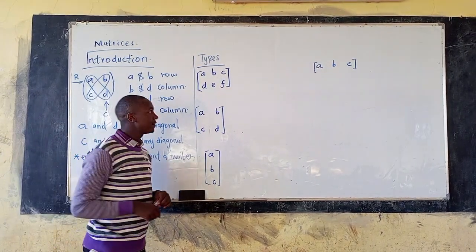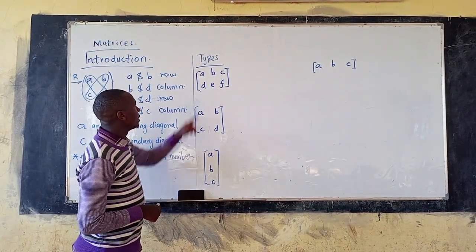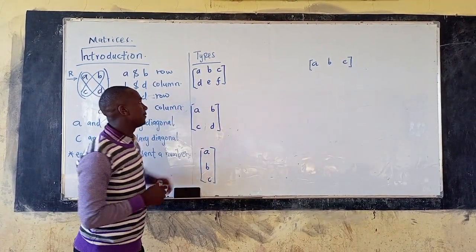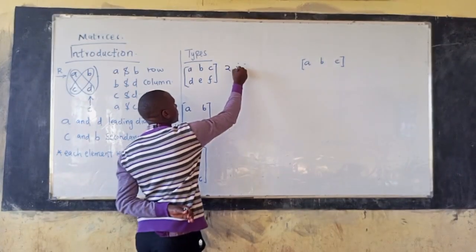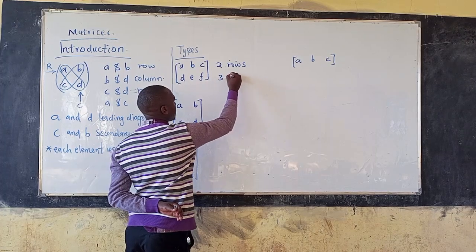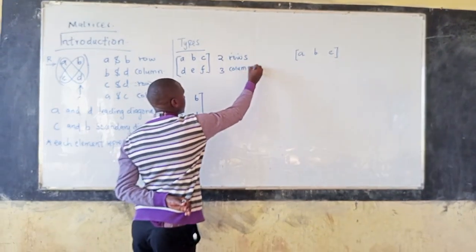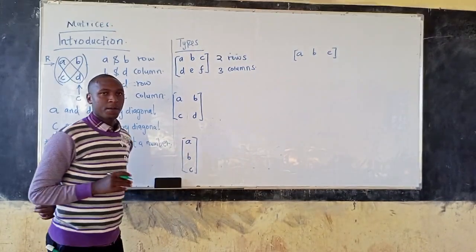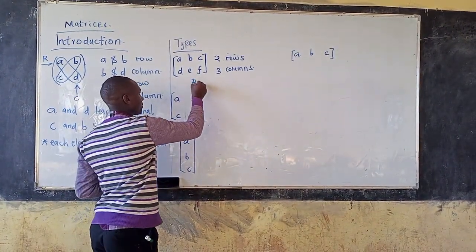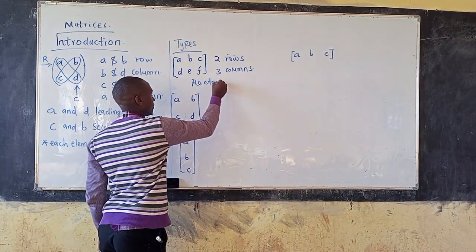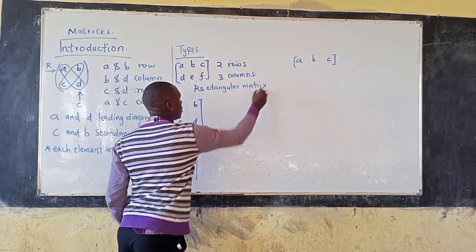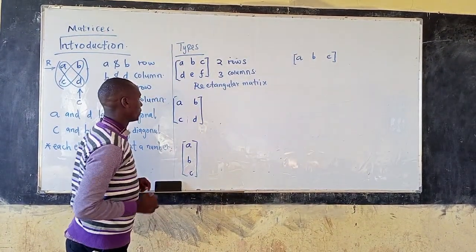Well, we also have types of matrices. If you have a matrix like this, A, B, C, D, E, and F, you notice that you have two rows and three columns, 1, 2, 3. So this matrix, we call it a rectangular matrix, because you notice it forms something like a rectangle.